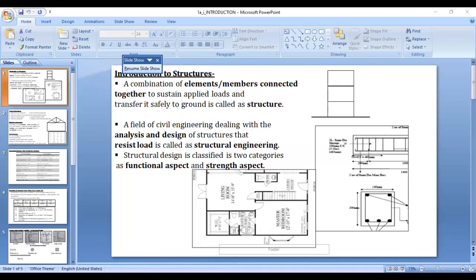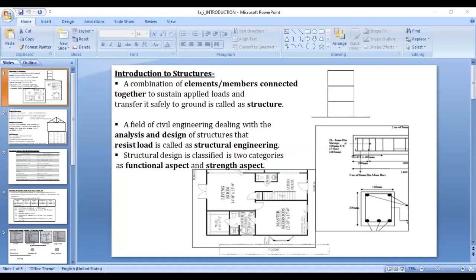Then the angle section. The angle section has two legs, leg A and leg B. Depending upon these legs, this angle section is again classified into two subparts, that is equal angle section and unequal angle section. Then the flat plates having width B and thickness T, round bar of diameter D, square bars of size A by A, then plates of thickness T. These plates are utilized as gusset plates to connect the members.